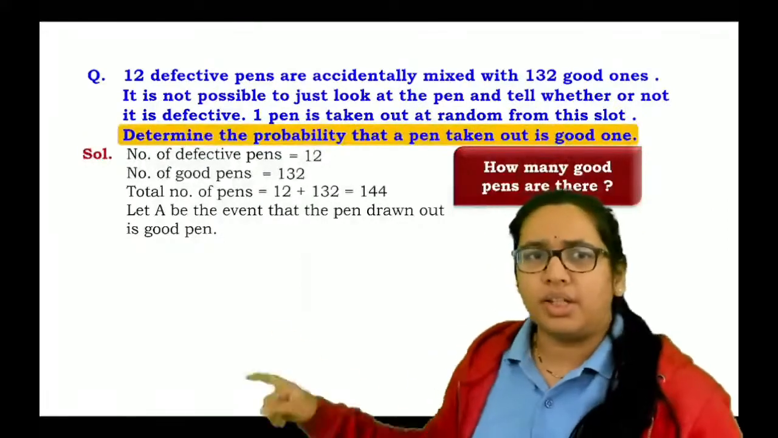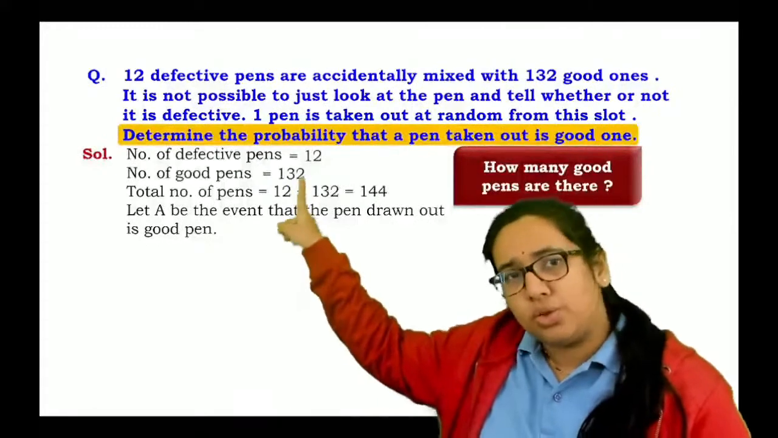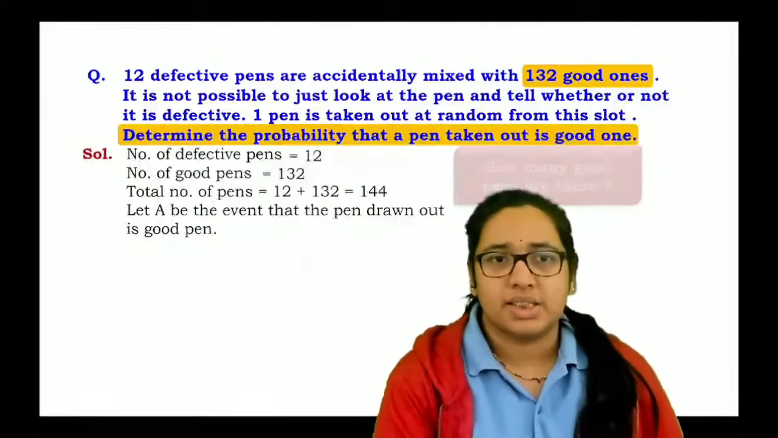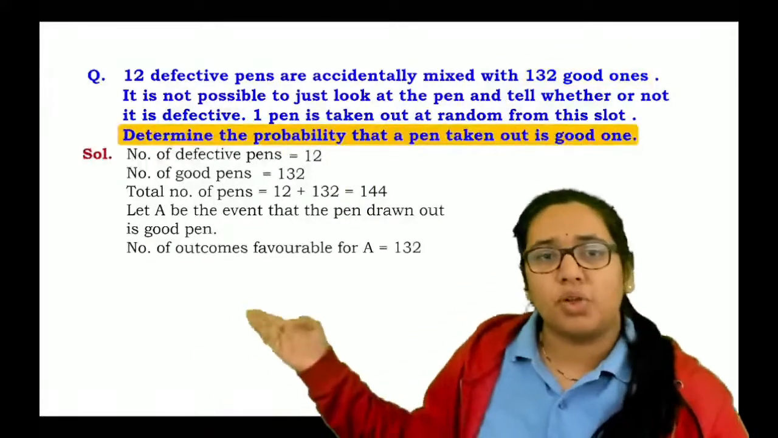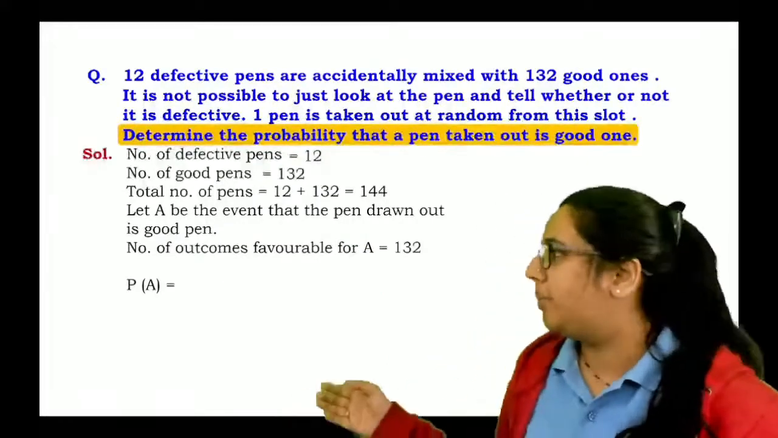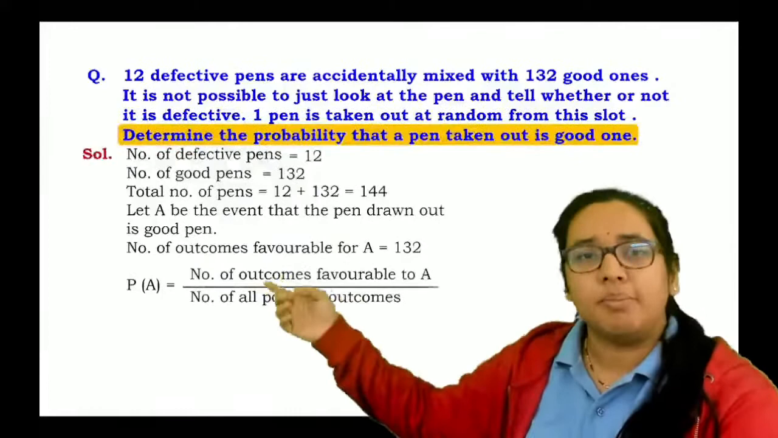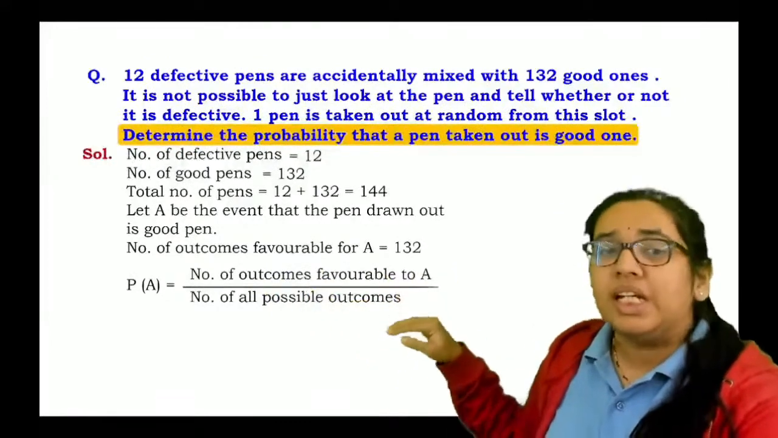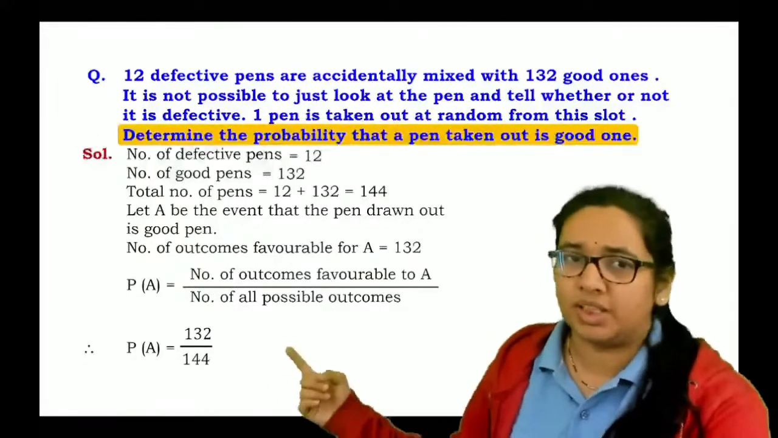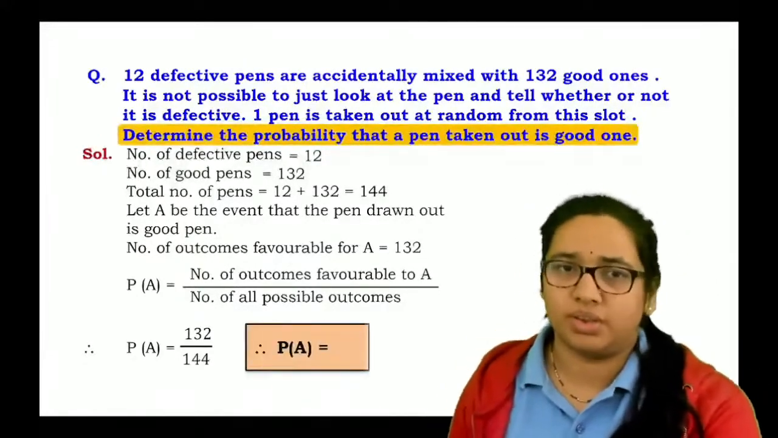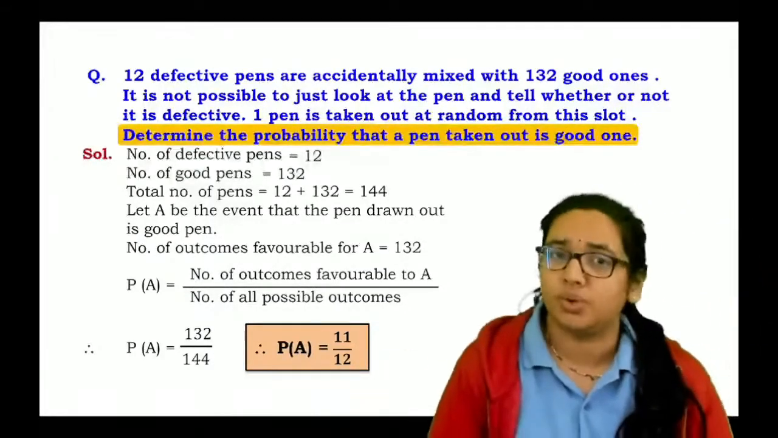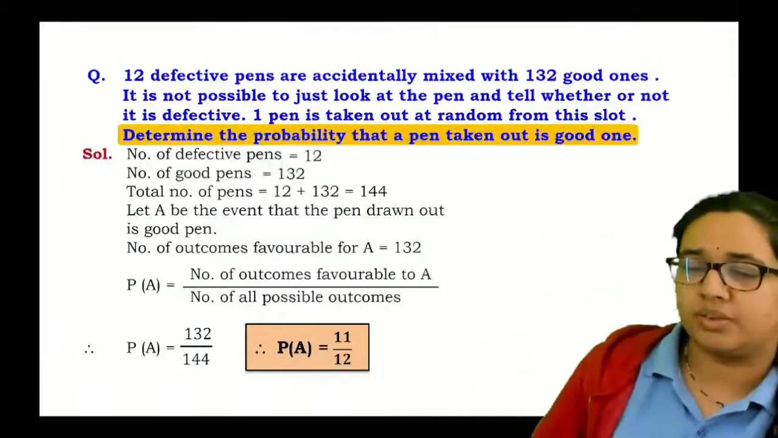Correct. So we know that there are total 132 good pens and the total number of pens is 144. Hence, the number of outcomes favorable to this event is 132. Therefore, probability of A equals the number of outcomes favorable to A divided by the number of all possible outcomes, which is nothing but 132 upon 144. After simplifying this, you will get the probability of the event equal to 11 upon 12. Getting this one?